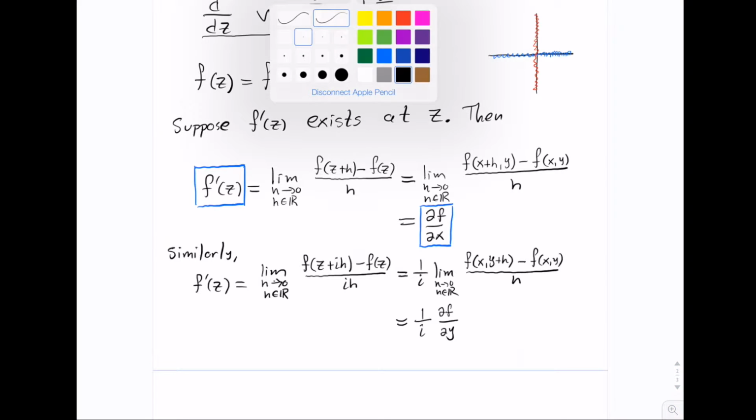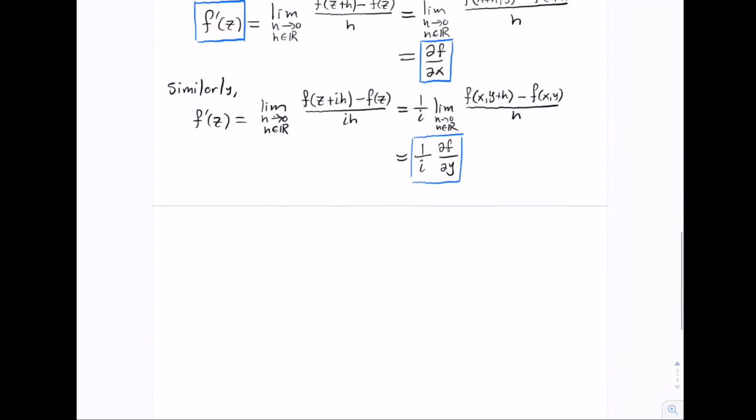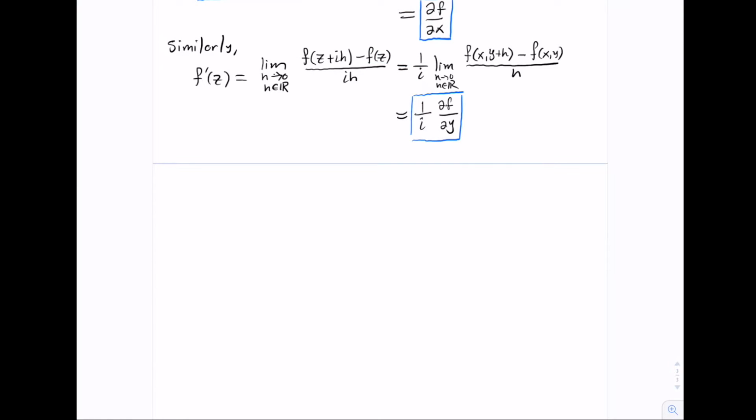All right, so let's go ahead and box that again. So what we just proved here is, again, if the complex derivative of f exists at the point z, then it must equal 1 over i times the usual multivariable partial of f with regard to y. And we can actually put these two together into a convenient form. And we see that the partial of f with regard to x, on one hand has to equal f prime of z, on the other hand also has to equal 1 over i times the partial of f with regard to y.